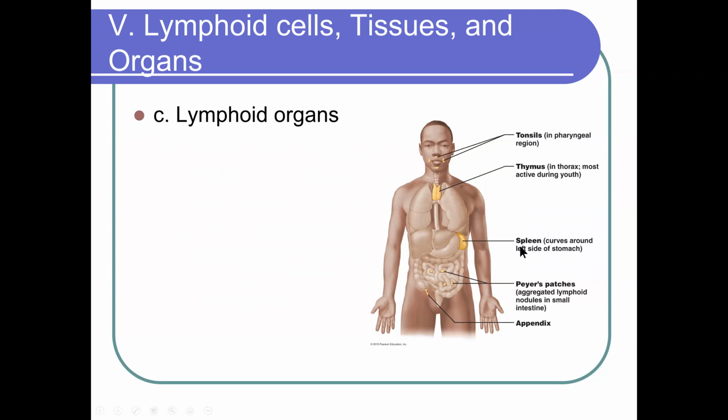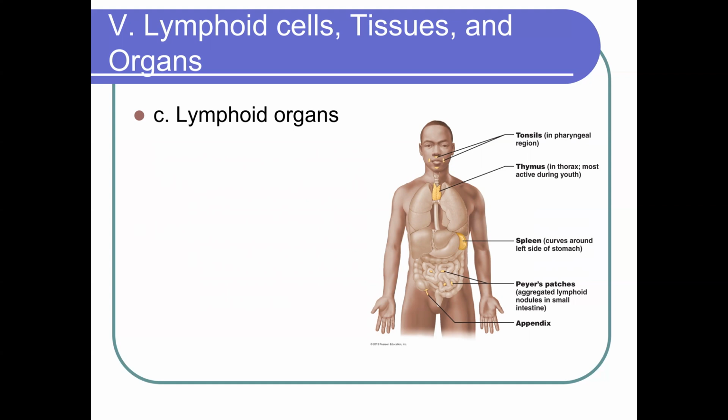We have the spleen, which is one of the big surveillance organs. That is why, if at all possible, you try not to remove a spleen, because if you remove a spleen, that takes out one of the major surveillance organs, and people are prone to infection.